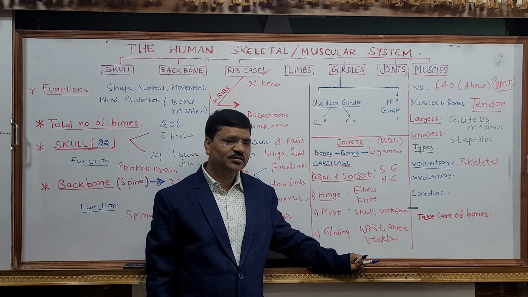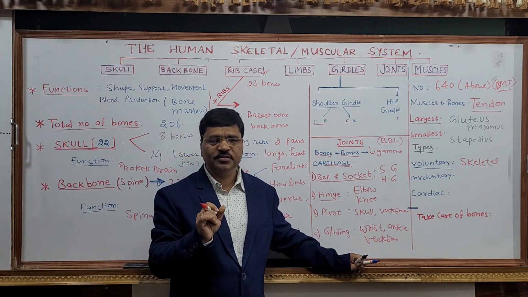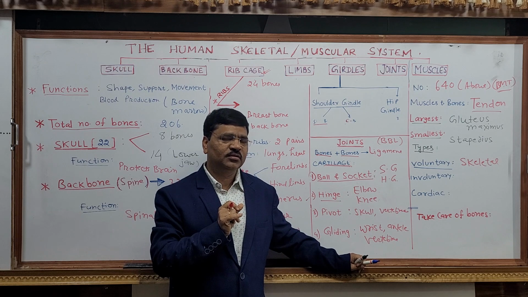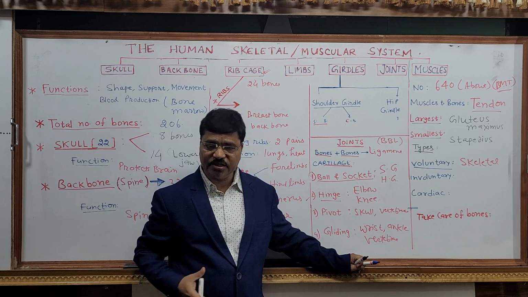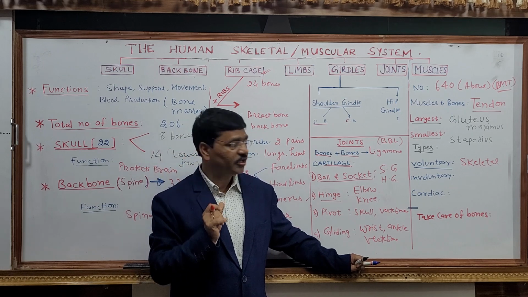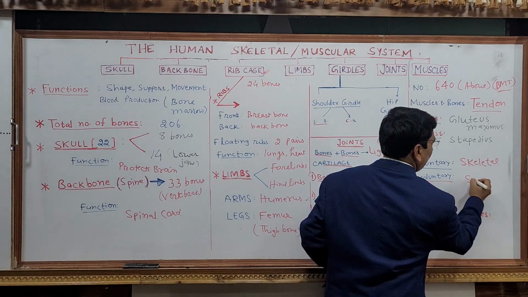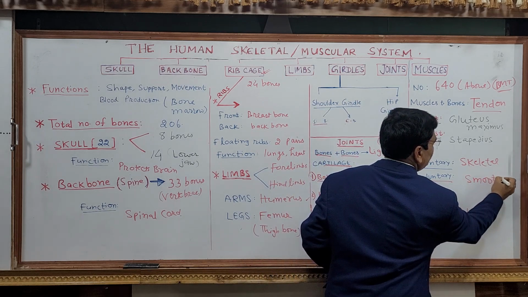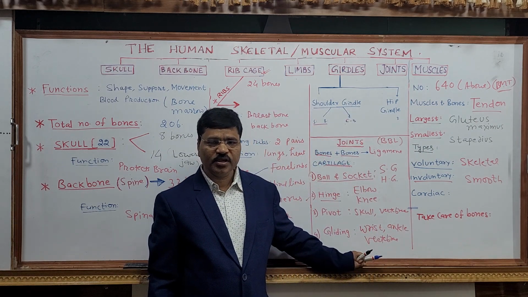But there are some muscles that work by themselves. They are not under our control. Like muscles present in the lungs and muscles in the stomach, they work by their own will. They are not under our control, so they are called involuntary muscles. They are also called smooth muscles.